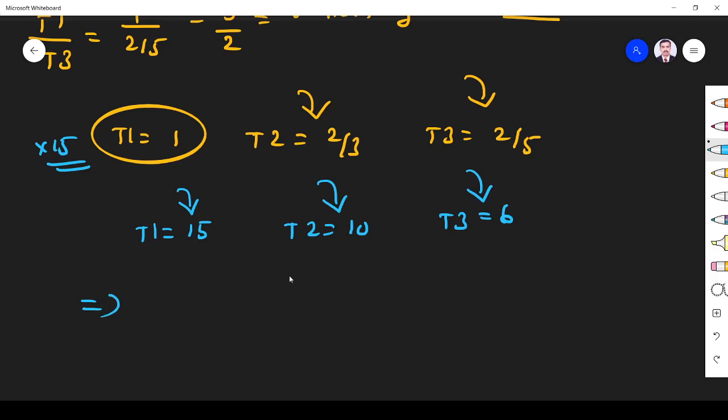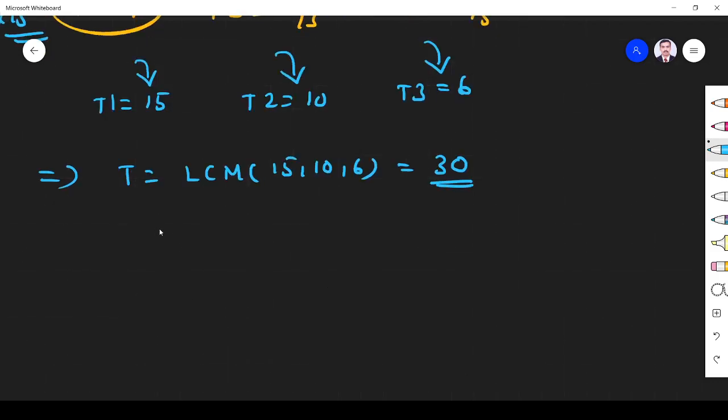When they repeat together, that is the fundamental period for all three. So we have to find the LCM of 15, 10 and 6. Surely they will repeat together at 30. This is a common multiple, and 30 is the least common multiple: 30 divided by 6, 30 divided by 10, 30 divided by 15. So the fundamental period of the given signal is found from the LCM.